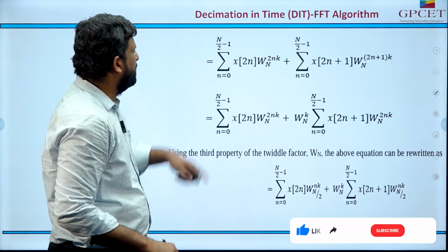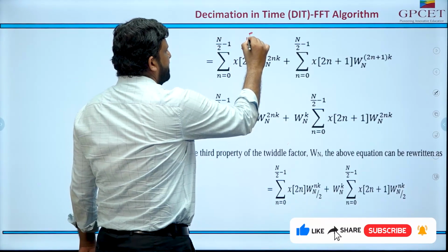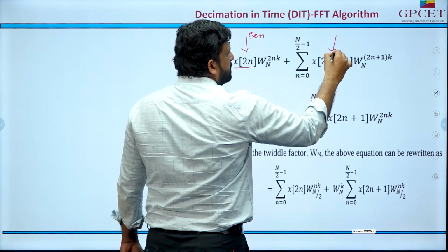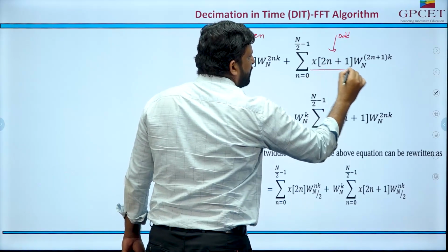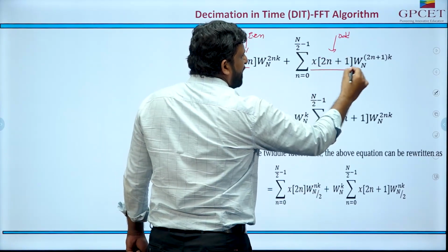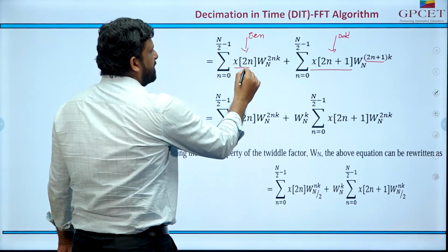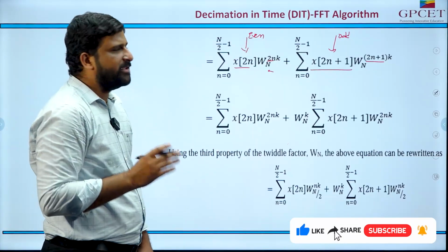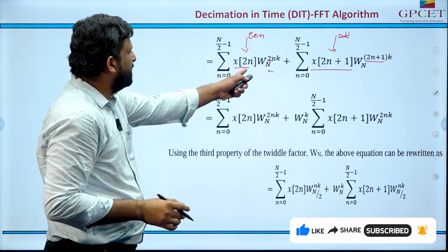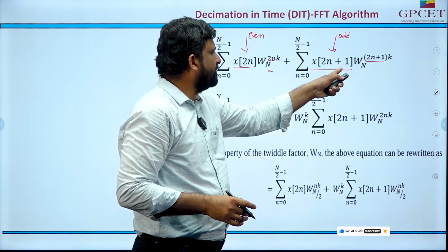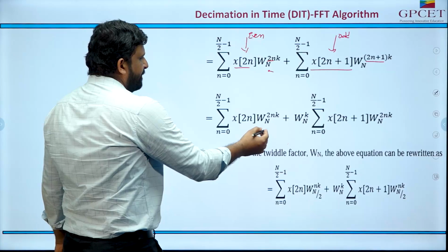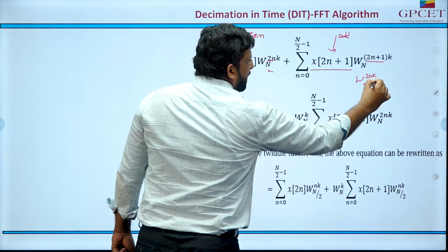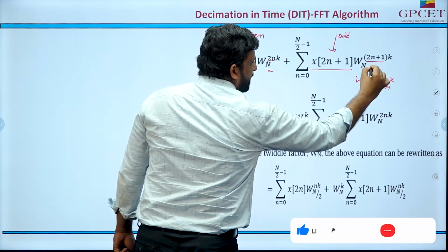We will see that. See here. This is even, so instead of x of n, I am writing x of 2n, and this is odd, so instead of x of n, I am writing x of 2n plus 1. That means in the n place, I am substituting 2n plus 1. Here also, instead of n, I am substituting 2n. Wherever n appears, in the even it is 2n, and in the odd it is 2n plus 1. So here I have W_N to the power of 2nk into W_N to the power of k. Here I have split that.